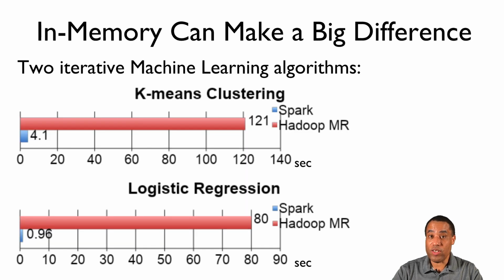Now, what are the benefits we get? Here are two machine learning algorithms that we've already looked at in this class, k-means clustering and logistic regression. We know those are iterative algorithms, right? And what we see here is a graph where on the x-axis we have time in seconds, with Spark in blue and Hadoop MapReduce in red. A shorter bar is better. That means it's running faster.